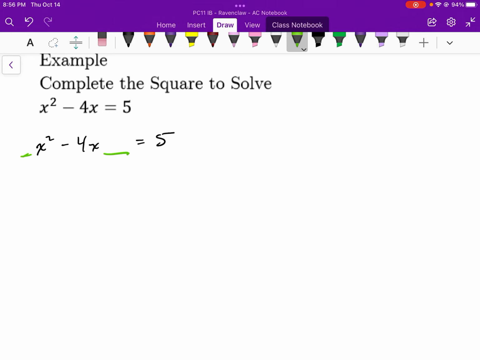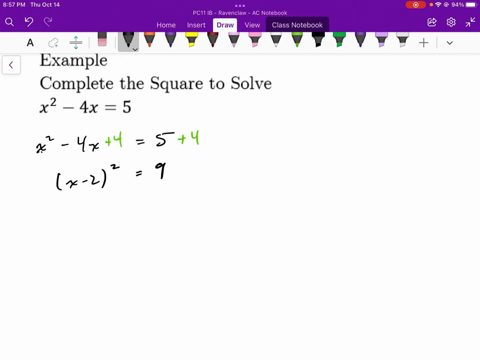What constant am I going to add here? Well, I'm going to add 4. I'm going to add 4 to the left-hand side, and now it's a perfect square trinomial. But if I add 4 to one side of an equation, I'm going to keep it in balance. How am I going to do that? I'm going to add 4 to the other side of the equation. So on the left-hand side, if I factor x squared minus 4x plus 4, it factors into x minus 2 squared. On the right-hand side, 5 plus 4 is 9.